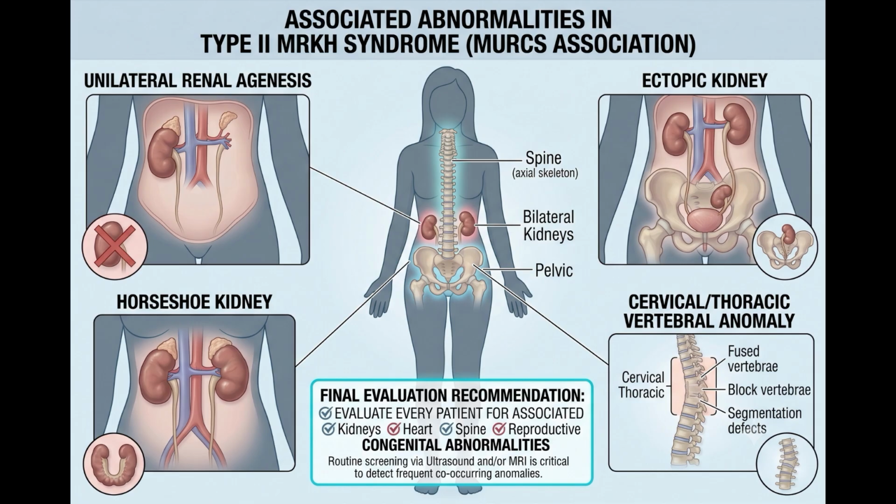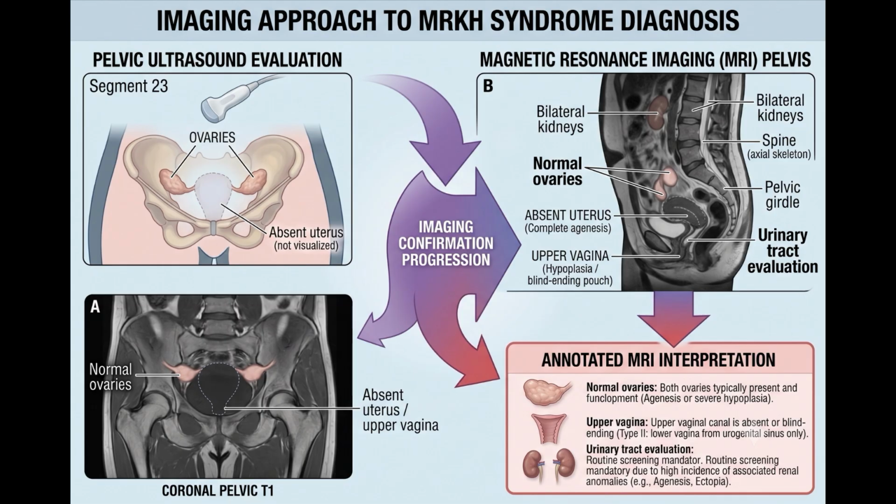Renal abnormalities are particularly frequent and may include unilateral renal agenesis, ectopic kidneys, horseshoe kidneys, or collecting system anomalies. Skeletal abnormalities most often involve the cervical or thoracic vertebrae. For this reason, every patient diagnosed with MRKH syndrome should undergo evaluation for associated congenital abnormalities. The diagnosis is usually suspected clinically and confirmed with imaging.